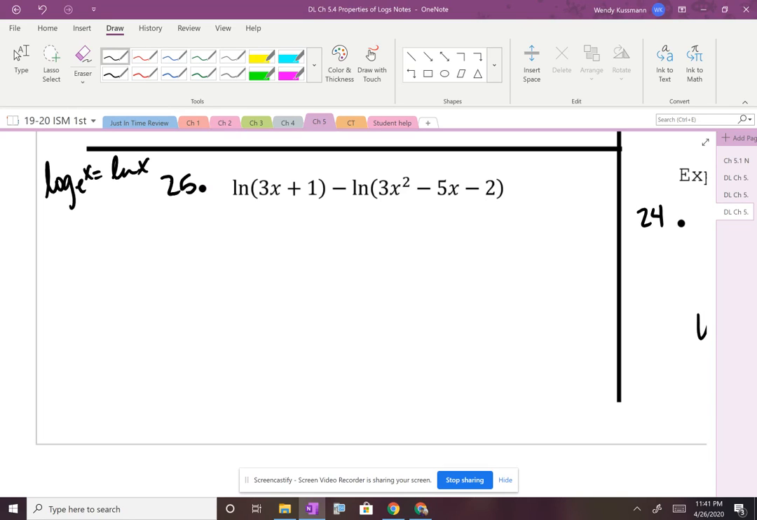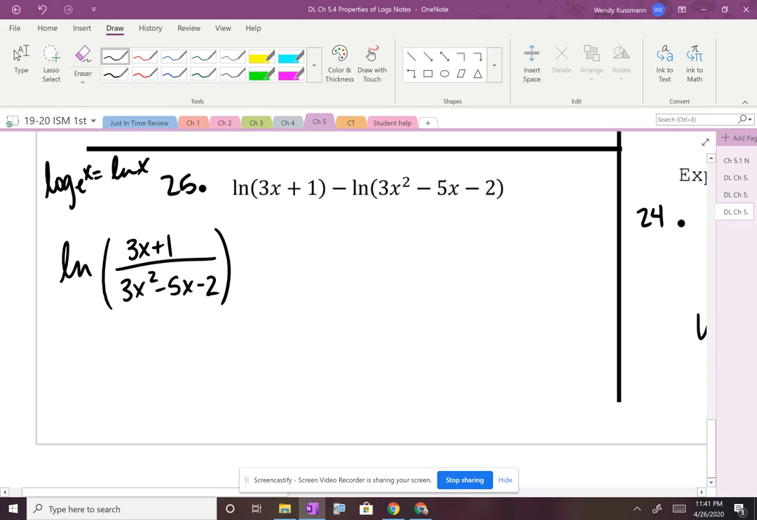This one is easy to condense, but there's a reduction that we haven't gone over before. So here you have two different logarithms. They have the same base. It's log base e, which is also natural log. So subtraction means we are going to smush these together. And on the top is going to be the thing with the plus sign in front. On the bottom will be the thing with the minus sign in front. So 3x plus 1 is on the top, and 3x squared minus 5x minus 2 is on the bottom.